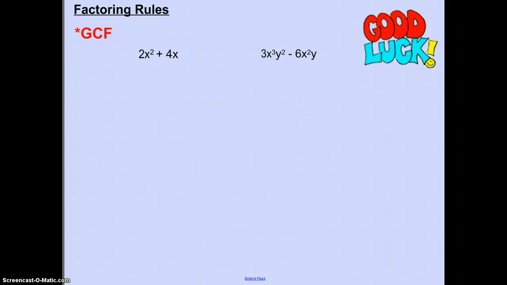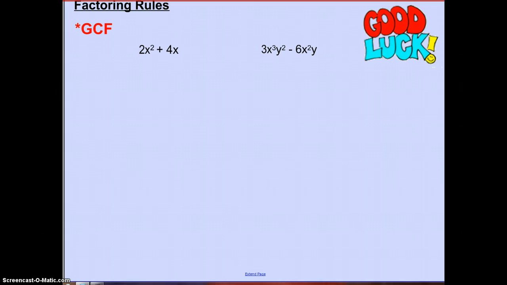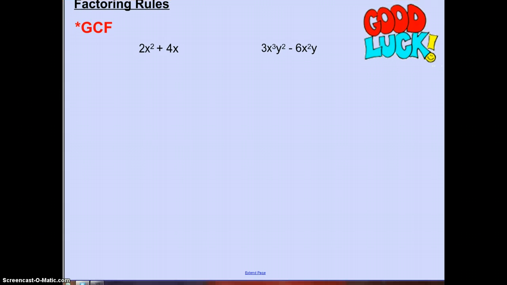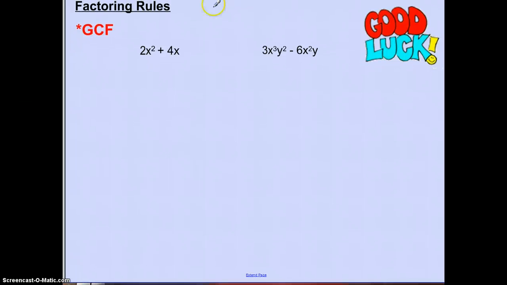So when I look at these, on the left I have 2x squared plus 4x. Each one of those I could divide by 2, and I could also divide by x. So I'm going to bring the 2x out in front, and if I divide out 2x from that, 2 divided by 2 is 1, x squared divided by x is just x. And over here, 4x divided by 2x leaves me just a 2.